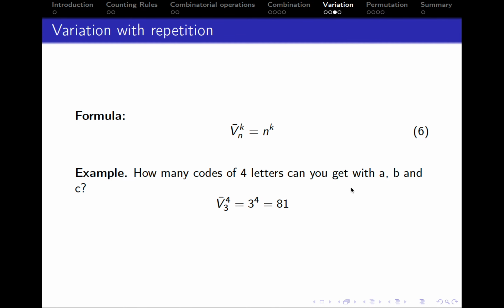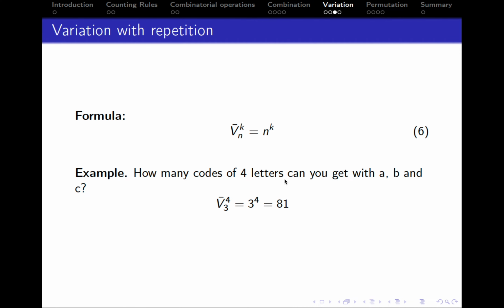And here you can see the formula for variation with repetition. So we select k elements out of n elements, and we get the following formula: n taken to the power of k. For example, how many codes of 4 letters can you get with A, B, and C?